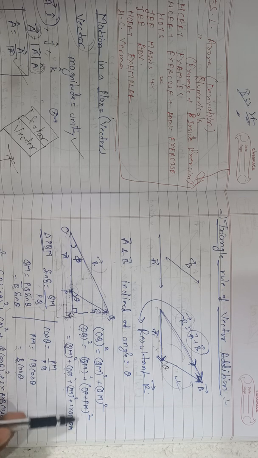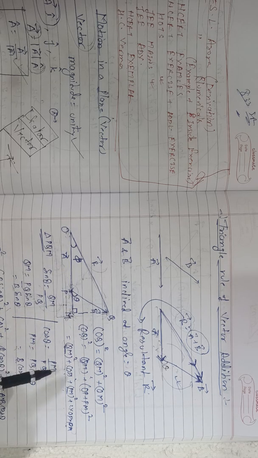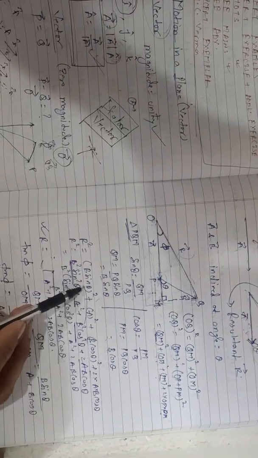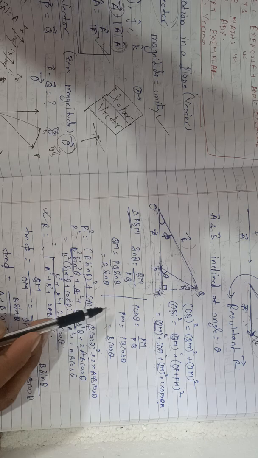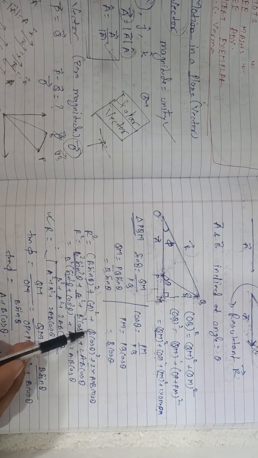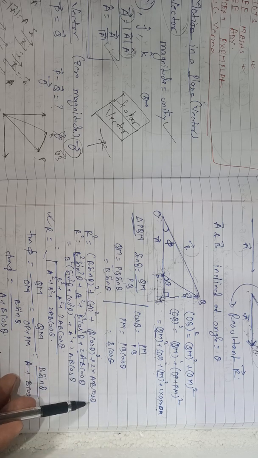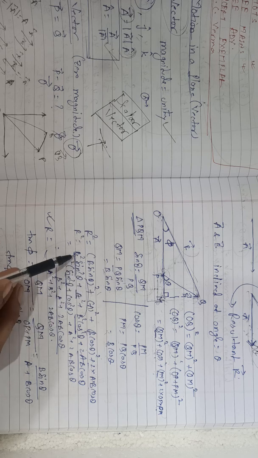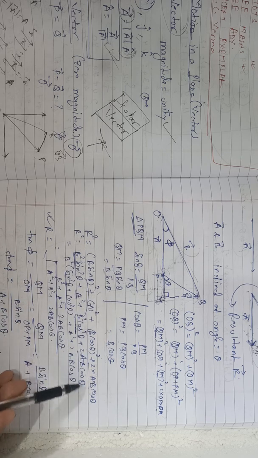Now we are putting this value in this equation. What is OQ? OQ is the R vector. So it will be R square equals QM, which is B sin theta, B sin theta whole square, plus OP square. OP will be A, so A square, plus PM square, which is B cos theta whole square, plus 2 times OP, which is A, and PM, which is B cos theta. Now the square of this will be B square sin square theta, plus A square, plus B square cos square theta, plus 2AB cos theta.